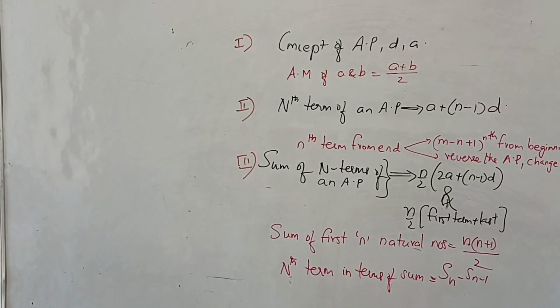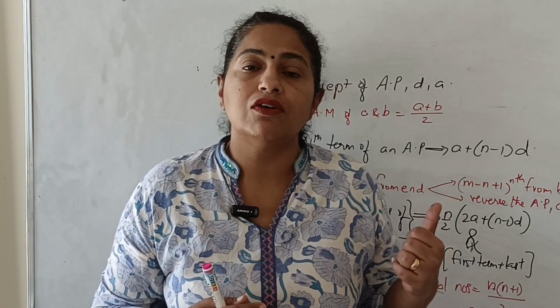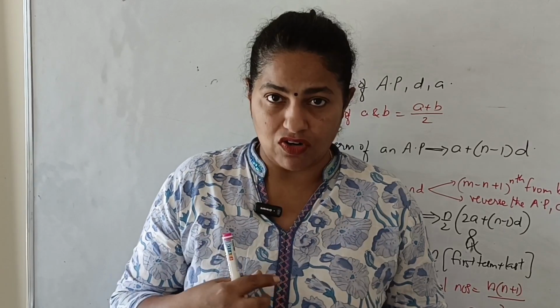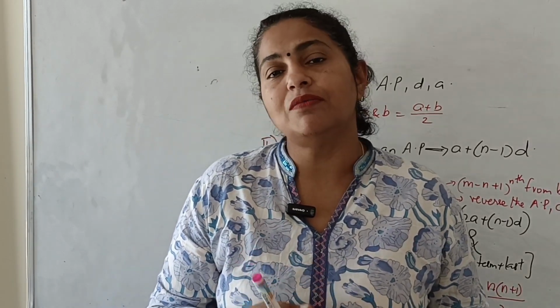You also learned about the sum of n terms of an AP. Two formulas you just learned now. From that we found out the sum of the first n natural numbers as n into (n plus 1) by 2, and also how to write the nth term of an AP in terms of the sum: Sn minus Sn minus 1, which is the sum of n terms minus the sum of n minus 1 terms. I have written down all the main concepts. It's a recap, and also the derived concept which I mentioned as Kuti concept.